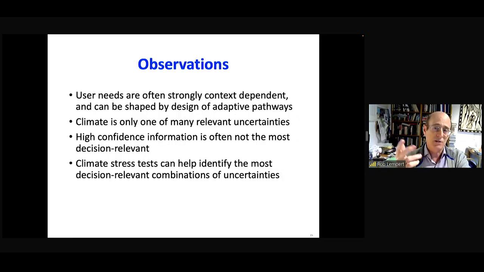So some quick observations: user needs are strongly context dependent and can be shaped by the design of the response. I emphasize adaptive pathways here. Climate is one of many relevant uncertainties, which is important for how we think about uncertainty and its presentation. High confidence information is often not the most decision relevant. And this idea of climate stress tests to identify particular combinations of factors that would cause vulnerabilities to current or planned systems can be very useful in thinking about the most decision relevant combinations of uncertainties. Thank you.